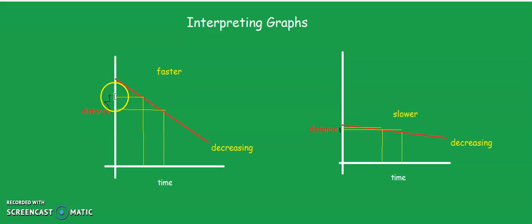Okay, so what example can I give for this? Maybe I am walking back home, or actually I'm running back home. So the distance from home. Here I can still be running, but I'm getting closer to home faster. Here I'm walking back home, so the distance to home is decreasing, but I'm getting there slower because I am walking slower.